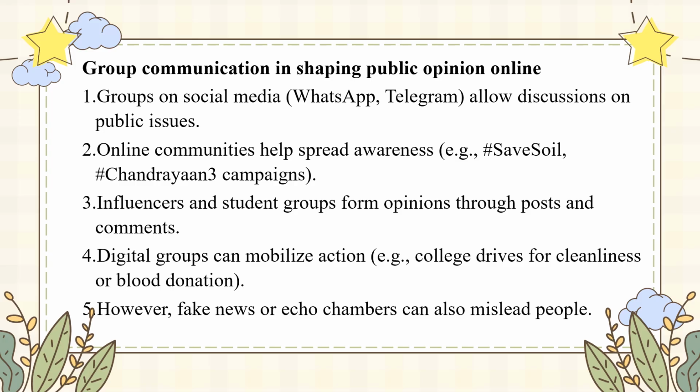What is the role of group communication in shaping public opinion online? Groups on social media like your WhatsApp groups, Telegram groups, allow for discussions on various issues, including public issues. You all discuss class issues. Online communities help spread awareness. For example, hashtag Save Soil, hashtag Chandrayaan 3 campaigns.